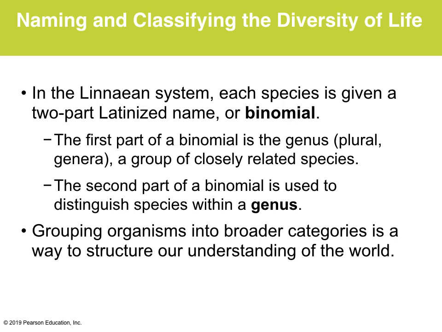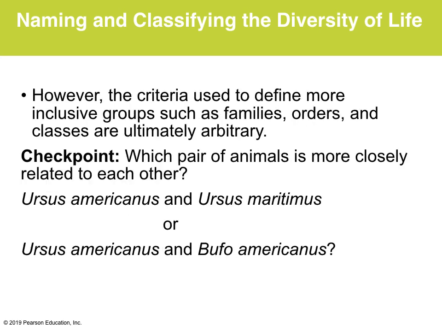So again, this is one way we help understand the world. It also gives scientists a way to discuss organisms with each other. If people just used things like common names, you would have a lot of disagreement and misunderstandings. Now, the criteria used to define more inclusive groups, such as families, orders, and classes, is really ultimately arbitrary, and it does change over time.